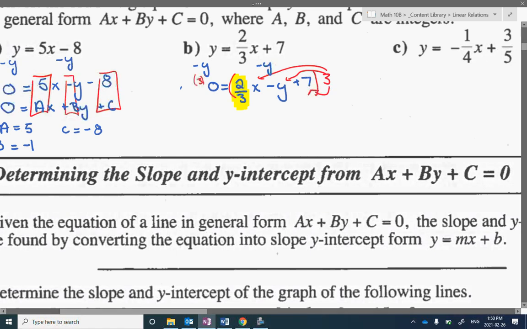So when you actually multiply that out, 3 times 0 is 0. 2/3 times 3 leaves us just with 2. -1 times 3 gives us a -3y plus 21.